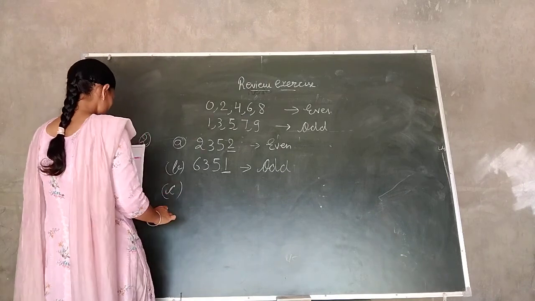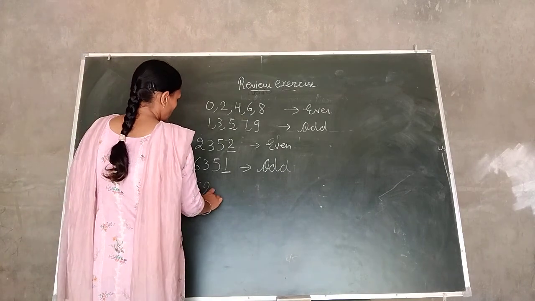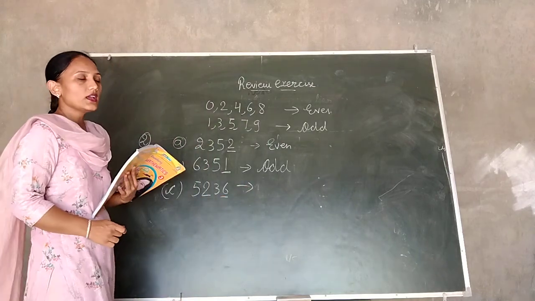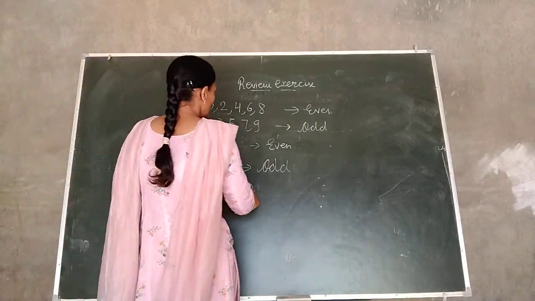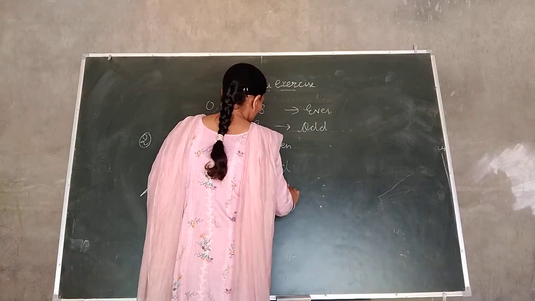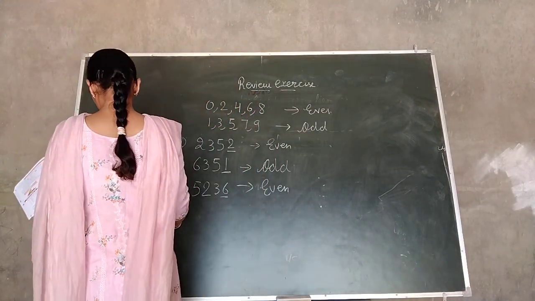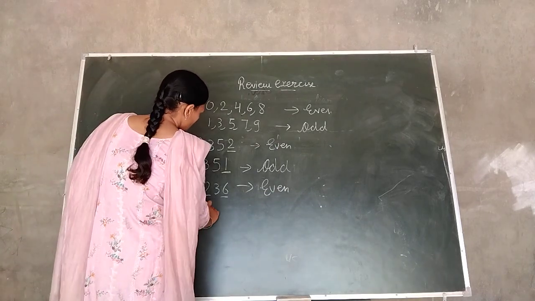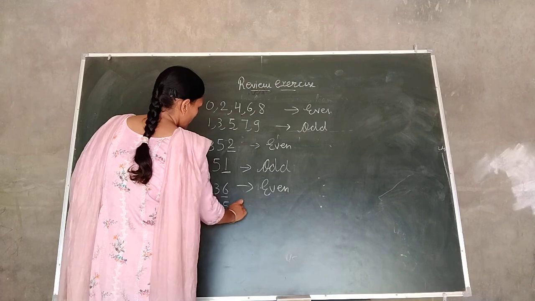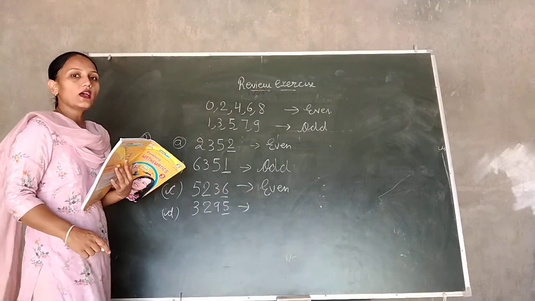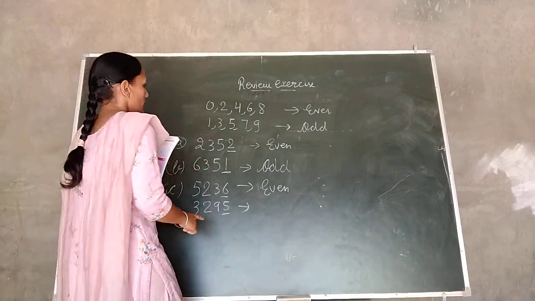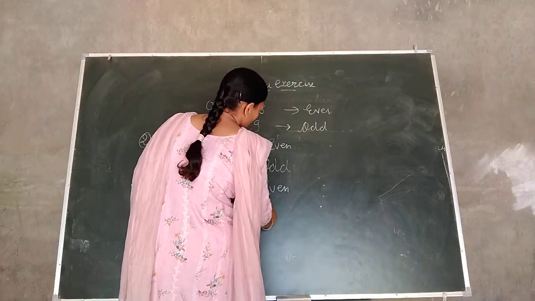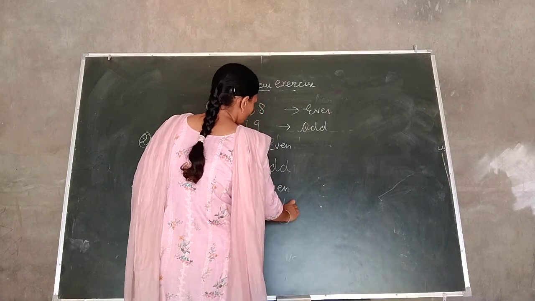Next, C part: 5,236. Here in ones place we have 6. So this number is an even number. Next, D part: 3,295. Here in ones place we have 5. So if we have 5 in ones place, then the number is an odd number. Then this number is an odd number.